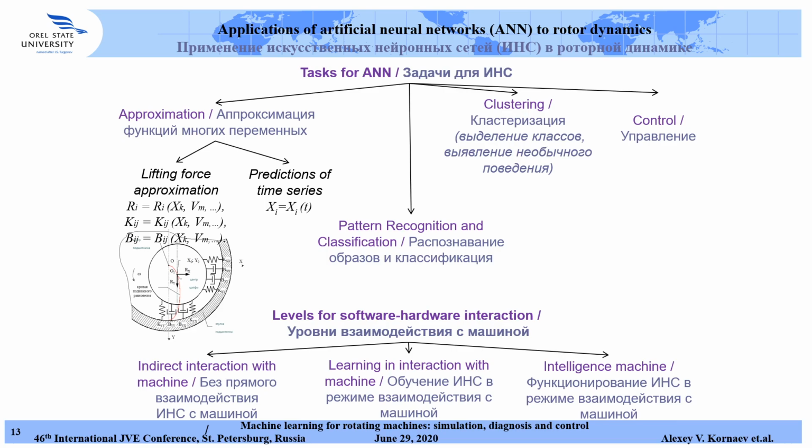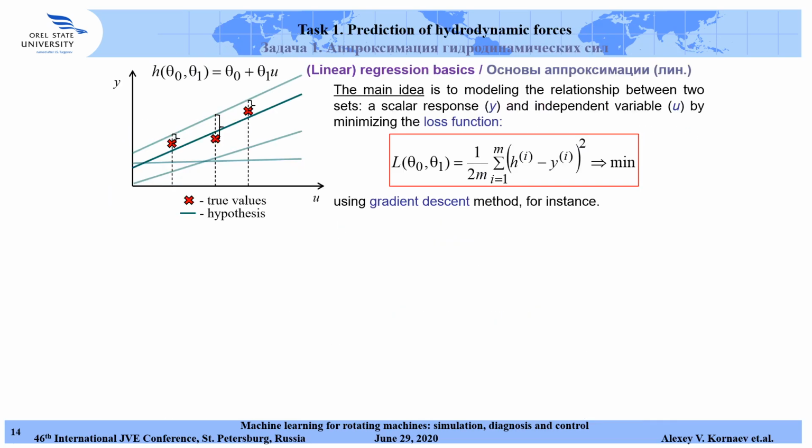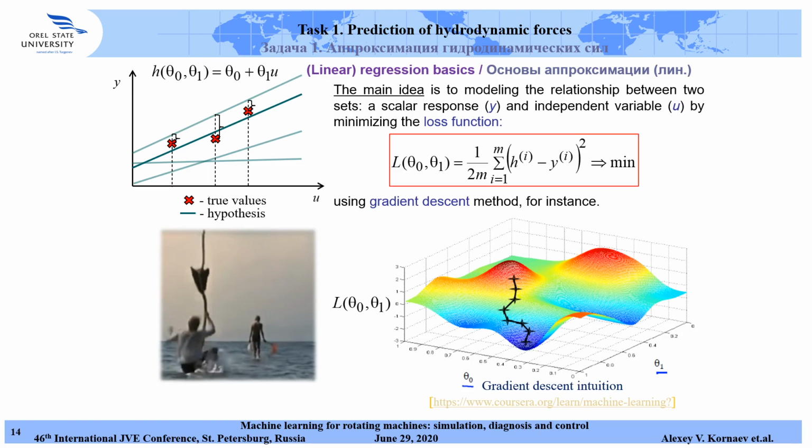Since then, we have made a classification of tasks that can be solved with the use of artificial neural networks and began to do them. The first task we did was approximation of hydrodynamical forces in the fluid field. The main objective of approximation is to find the function h that best describes the dataset, and the main idea is to minimize the loss function and find the best values of the theta parameters. This is similar to seeking the deepest point in a lake with muddy water. The most common method is gradient descent.